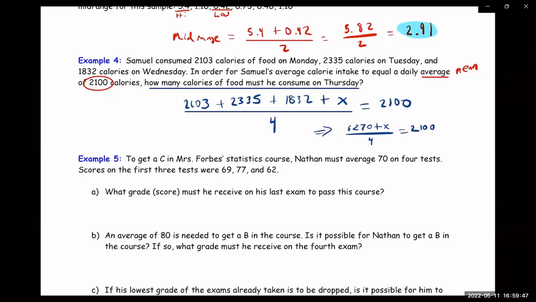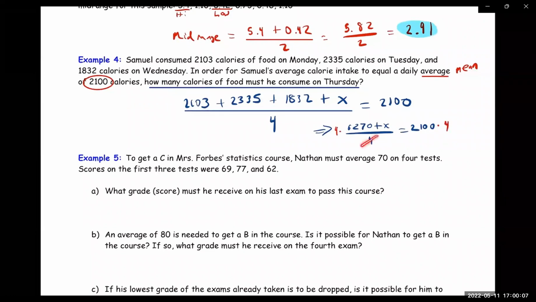All right, so 6270 plus X divided by 4. So the way you solve for X, you have to get rid of the 4 somehow. Does anybody know how to get rid of the 4? Well, you have to multiply both sides of the equation by 4. So if you multiply both sides of the equation, the 4s are going to cancel. So 4, 4, that's why we did that, to cancel out the 4.